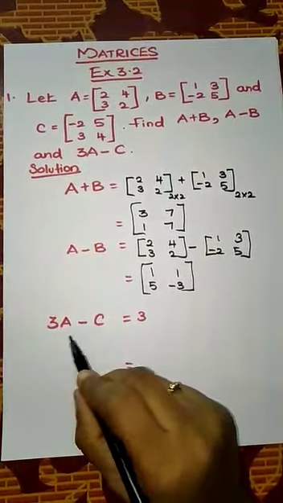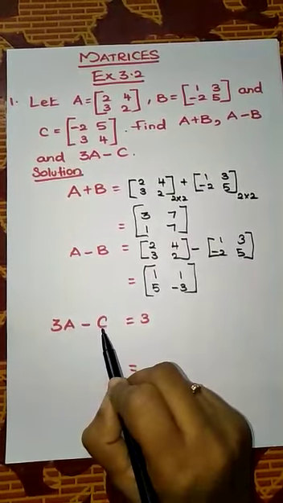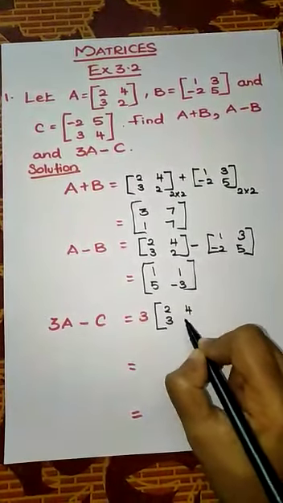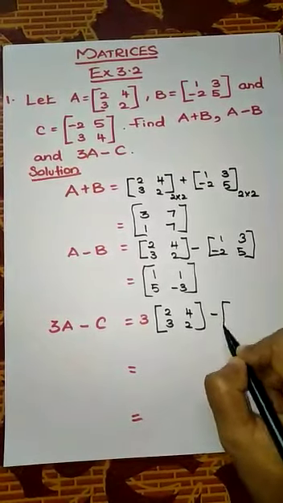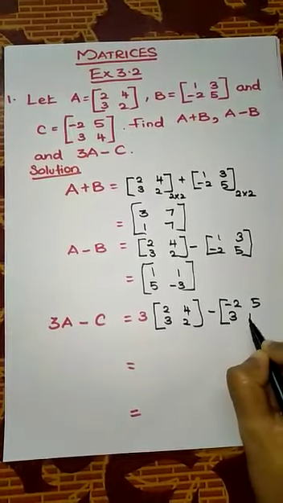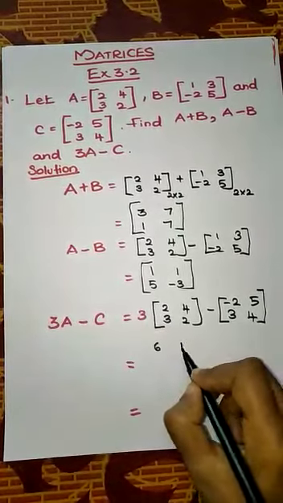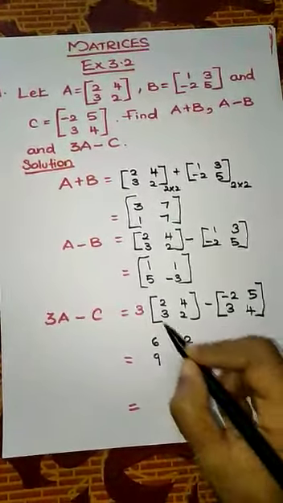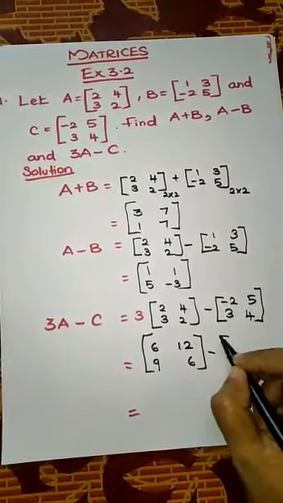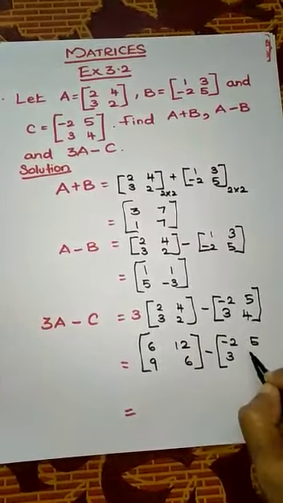The next one, 3A minus C. First we are going to multiply the A matrix with 3, then subtract C. So what is our A matrix value? [2, 4; 3, 2] minus C value [minus 2, 5; 3, 4]. 3 into 2, 6. 3 into 4, 12. 3 into 3, 9. 3 into 2, 6. Minus, what is the C value? [Minus 2, 5; 3, 4].